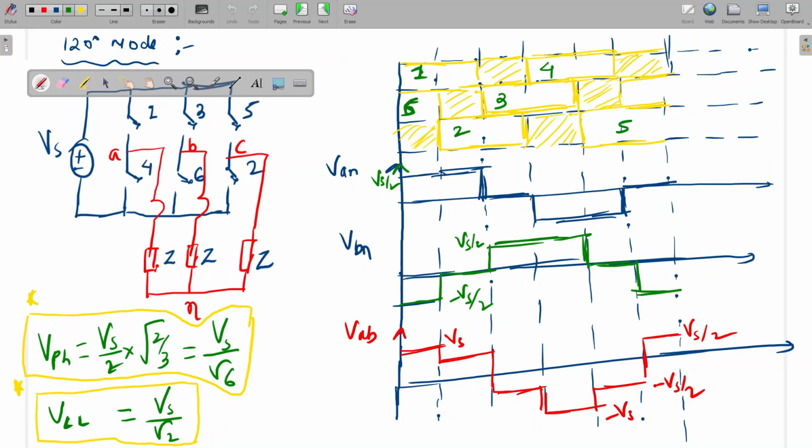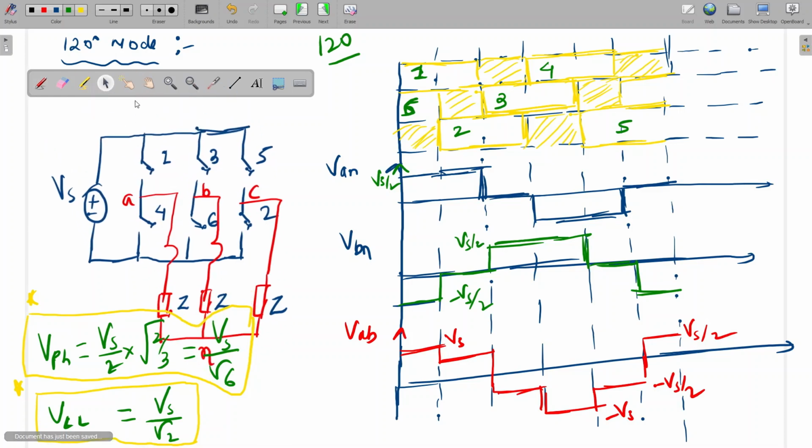So here, this is the timing diagram for this one. Switch 1 will conduct for only 120 degree. Again, this gap will be there. Then 4 will conduct for 120 degree. Okay, and in the same way we can derive the rest.